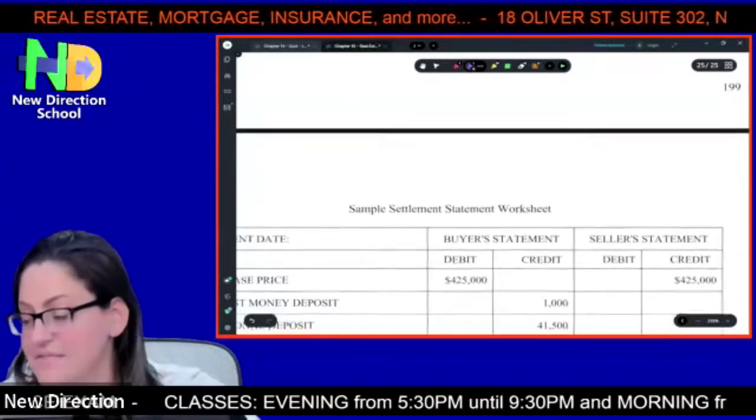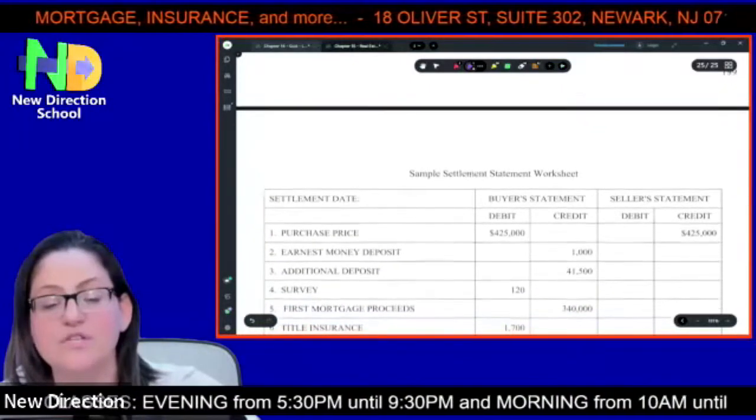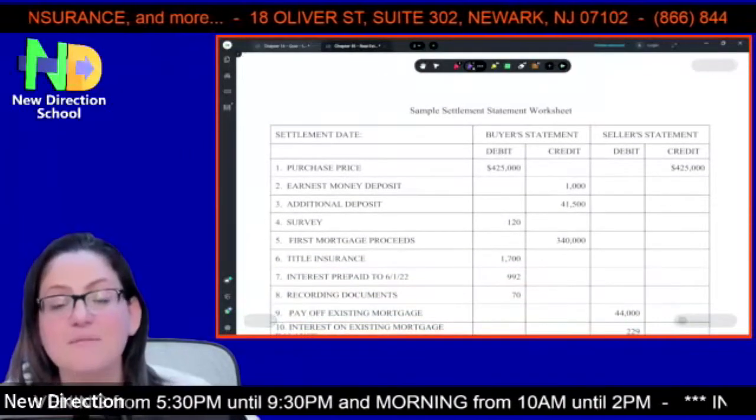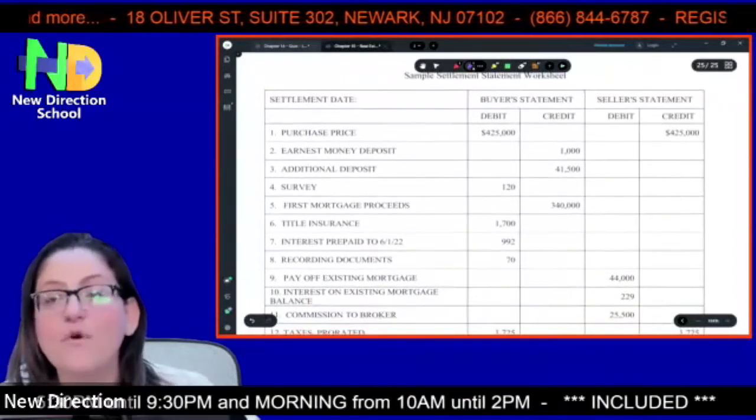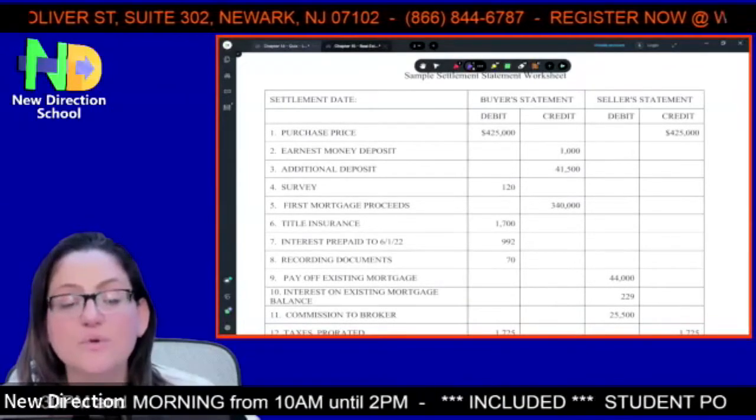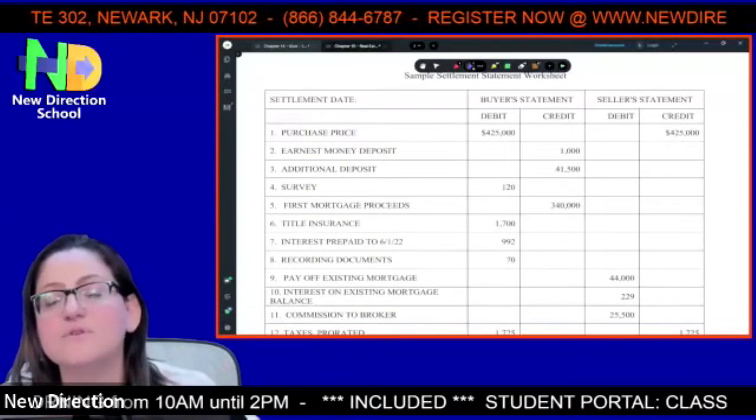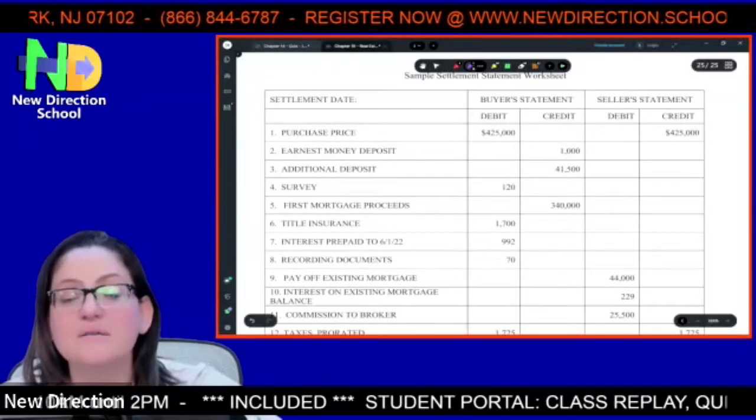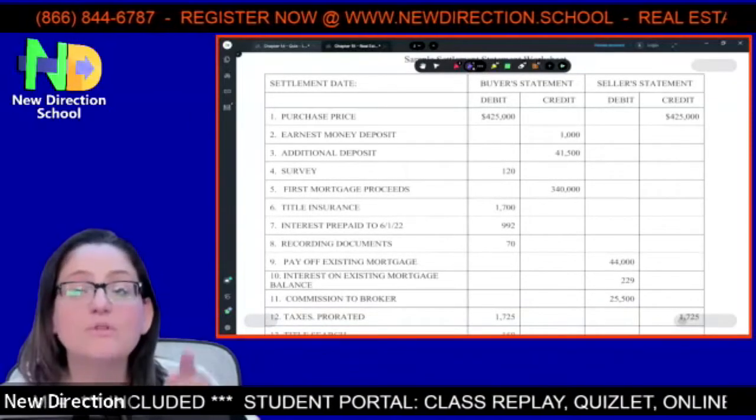Now, we have a sample here of a statement worksheet. Okay, so now it says settlement date and buyer statement and seller's statement. Purchase price, $425,000. Okay, it's a debit to the buyer and a credit to the seller. So this is a little bit so you can understand some of the disclosures that we see. Earnest money deposit. It will be a credit back at the end of the closing to the buyer.